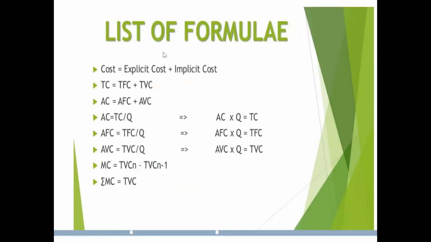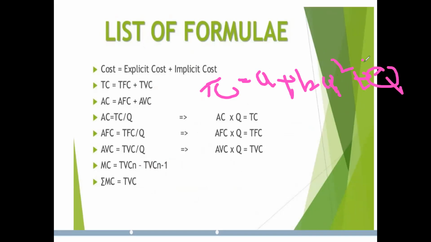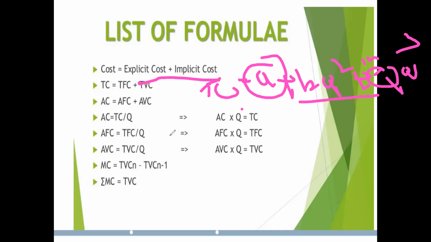So you can refer to this list of formulas, and relate to it to see how we can derive things. If TC is given as A plus BQ to the power, maybe 0.10Q cubed, then how can we derive the fixed cost, variable cost, and through that AFC, AVC, MC, all these things? So you should do some calculations.